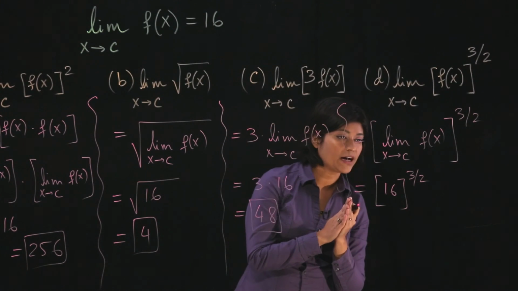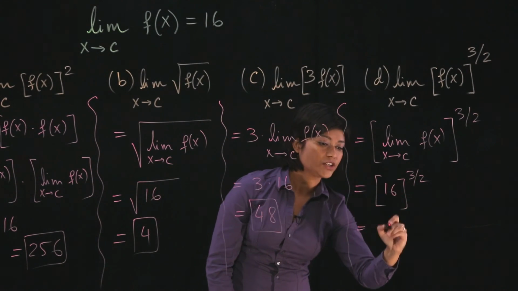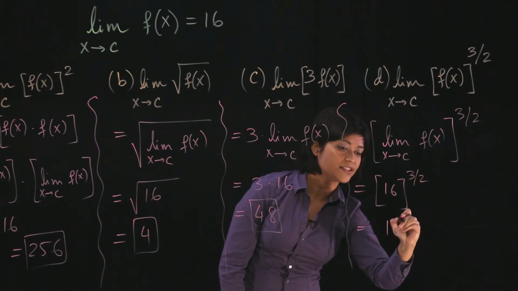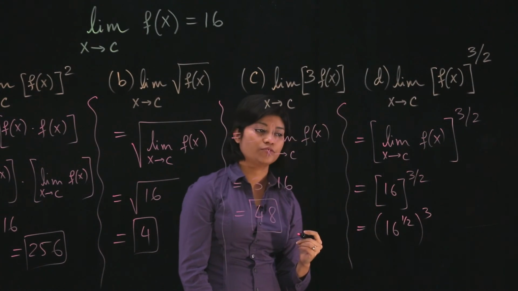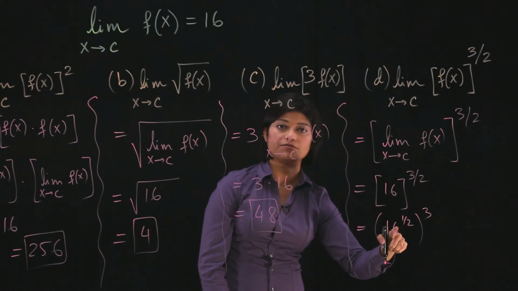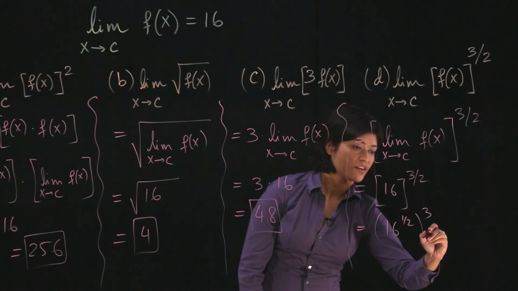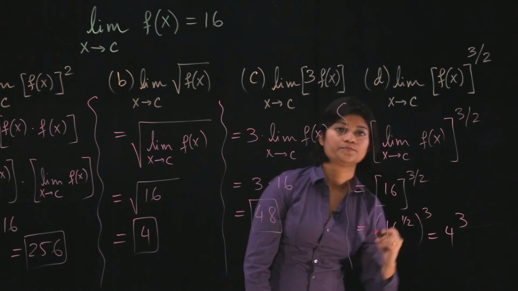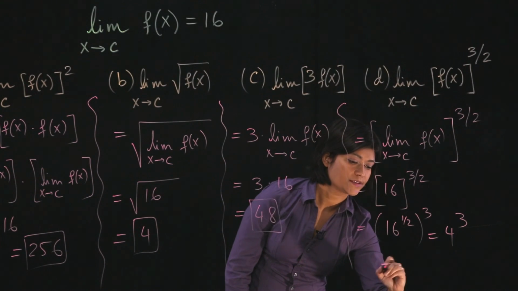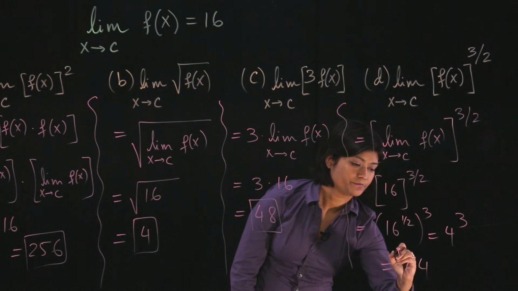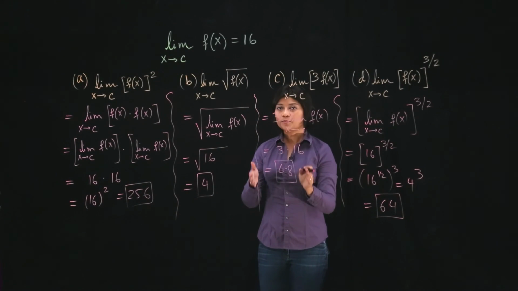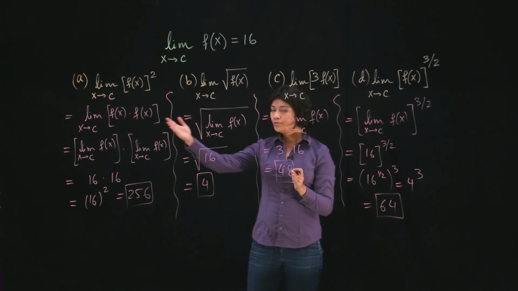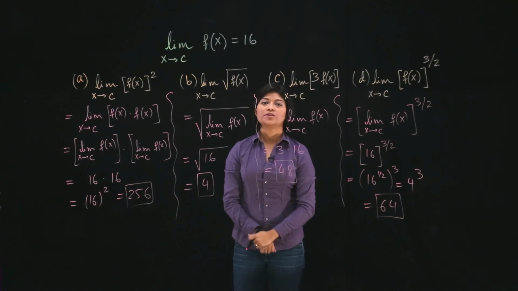Okay, so what is 16 to the power 3/2? You can first evaluate 16 to the power 1/2 and then raise to the power 3. And you know this is the square root of 16, which is 4. So this is 4 cubed. And 4 cubed is 64. All right, so we used the properties of limits to evaluate these 4 different limits.